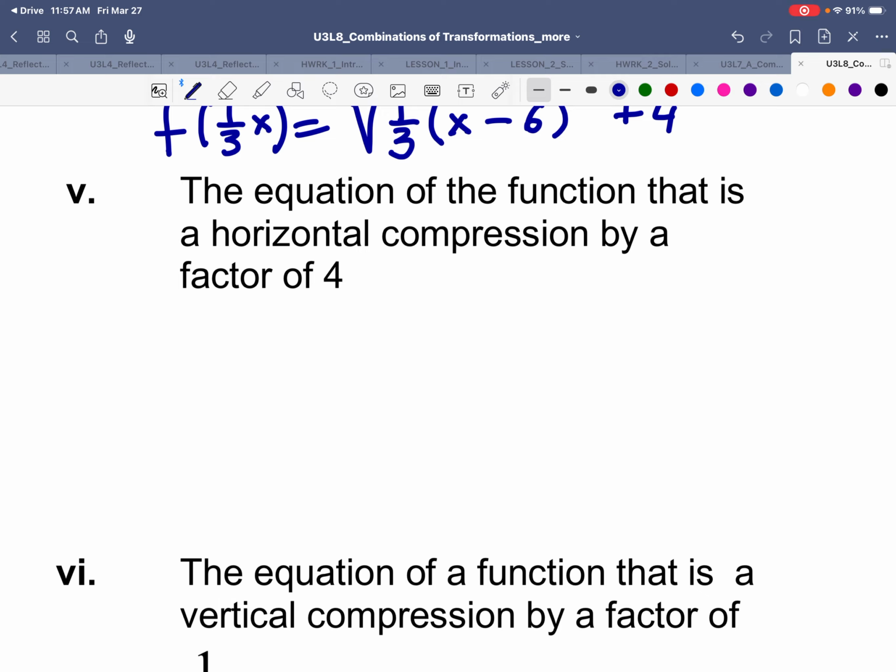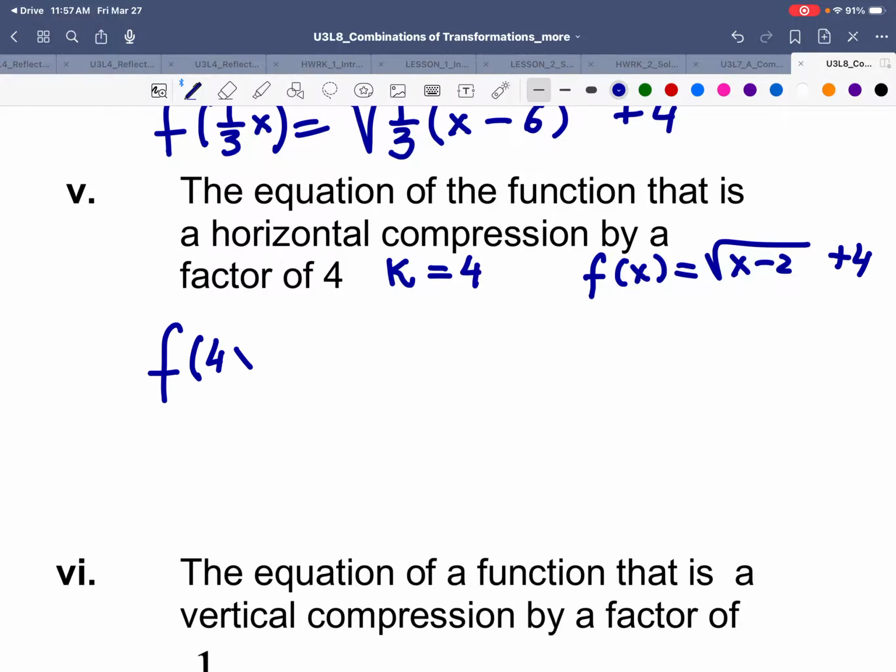So next, equation of a function that is horizontal compression by a factor of 4. So that means that the value of k is equal to 4. Remember that our f of x is the square root of x minus 2 plus 4. So if we want to find f of 4x, which is a horizontal compression by a factor of 4, it means that we have 4x minus 2 and then plus 4.